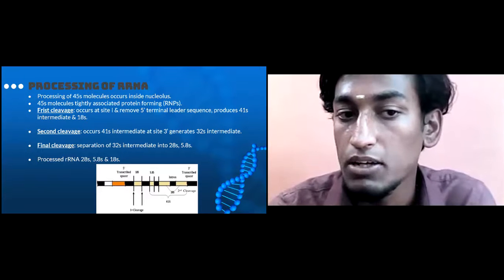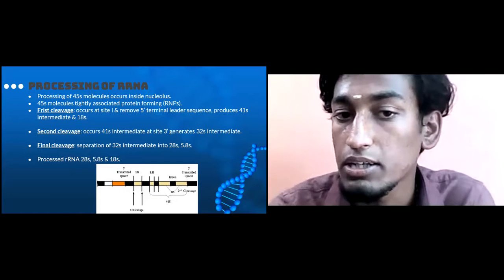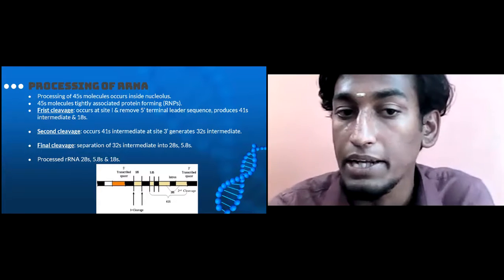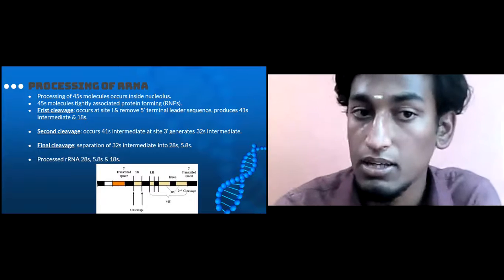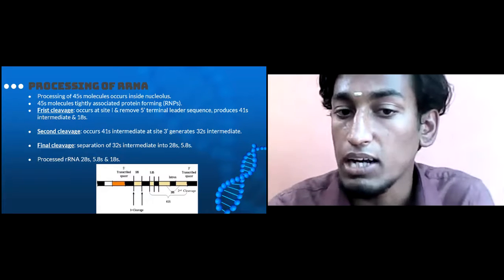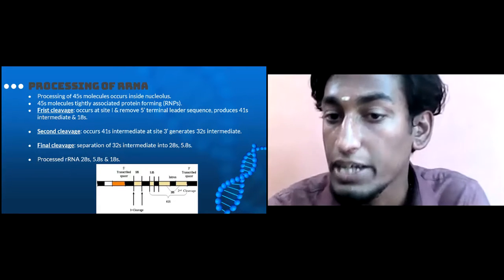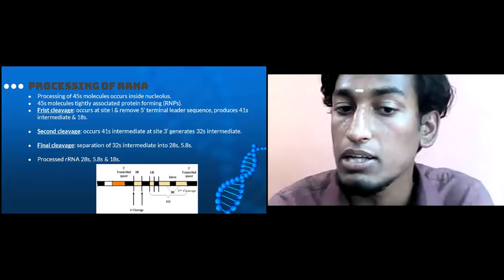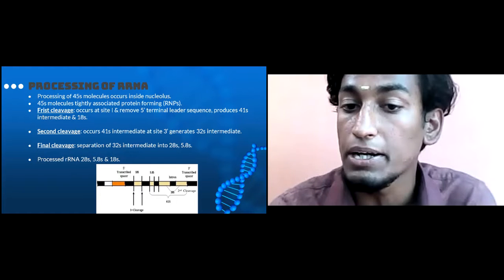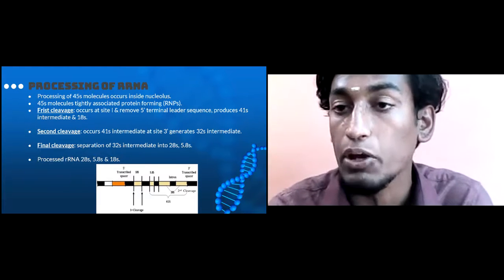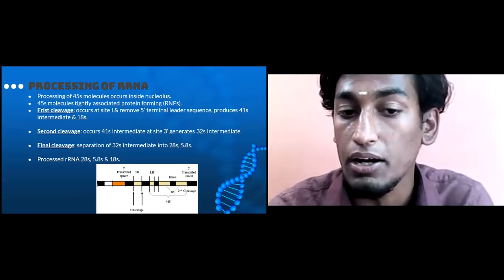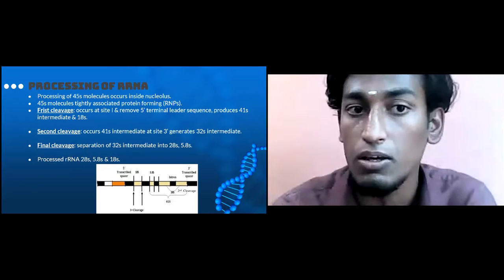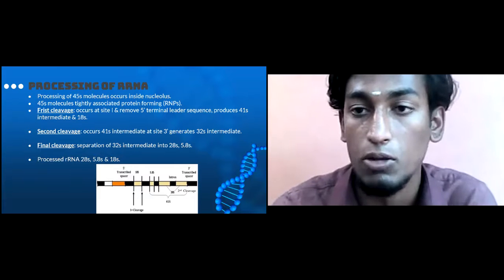The first cleavage occurs at site 1 and removes the 5' terminal sequence, providing an intermediate and an 18S. And there is a second cleavage, which occurs at the 41S intermediate at the 3' site, which generates the 32S intermediate. And the final cleavage is a separation of the 32S intermediate into 28S and 5.8S, which is further processed into 28S, 5.8S, and 18S. This is the processing of ribosomal RNA, what I was talking about.